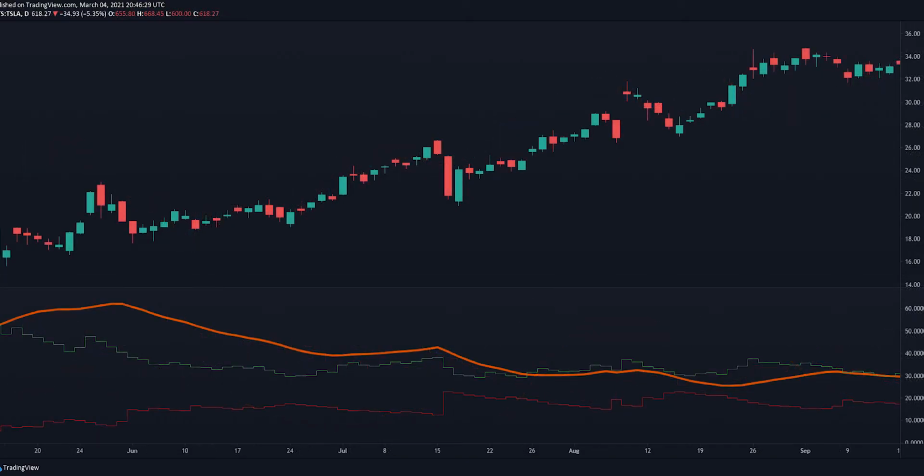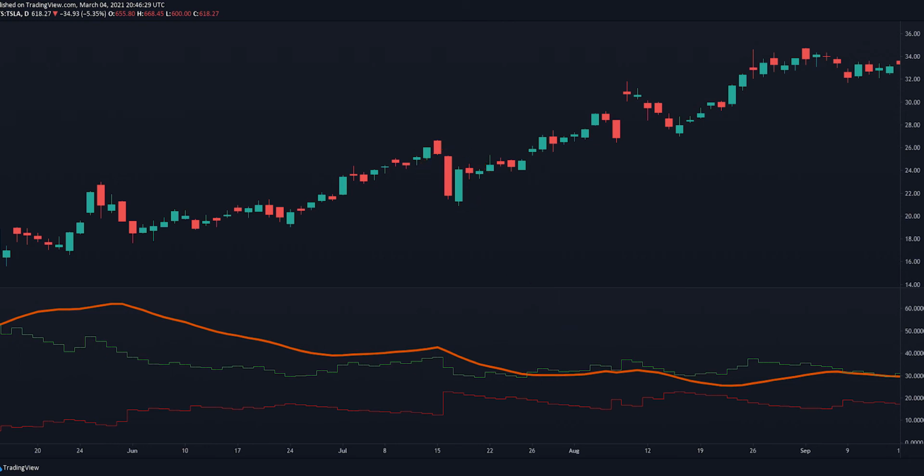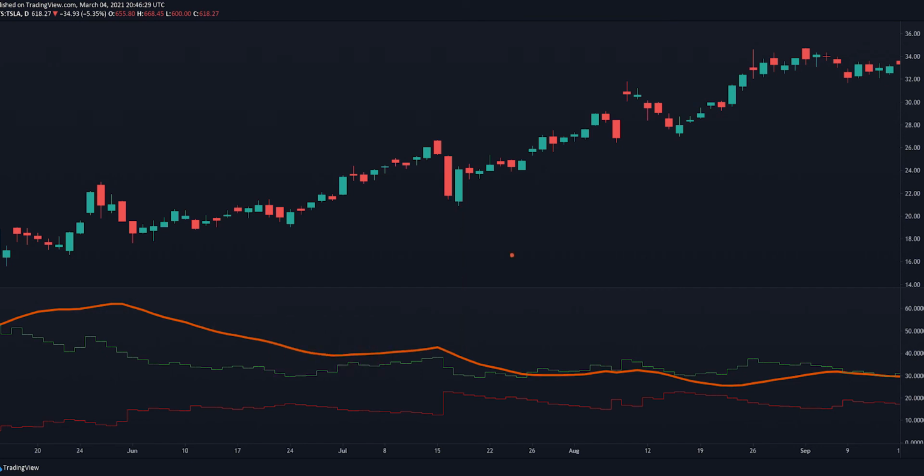It's time to look at a few signals for this strategy. We're on a daily chart of Tesla stock and you can see that on the 16th of July 2013, there was a buy signal. All of our criteria are met and you had a possibility to open a trade around $21.75 per share. We have ADX above 30. Plus DI is above minus DI, which indicates an uptrend.